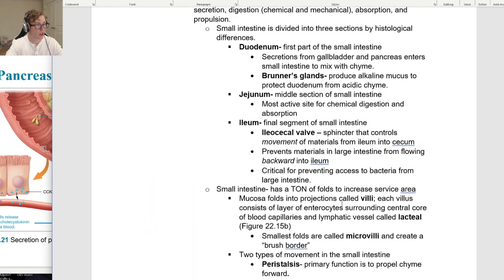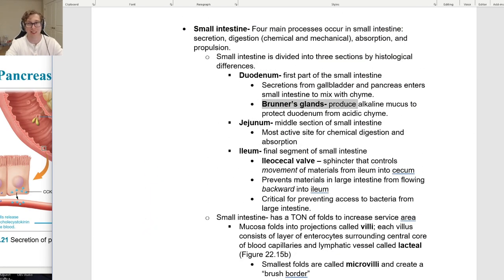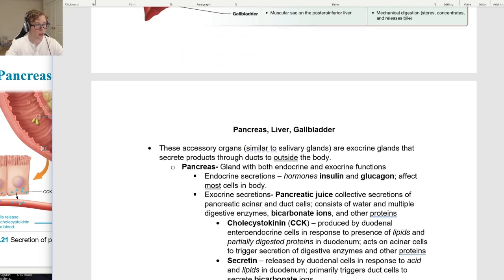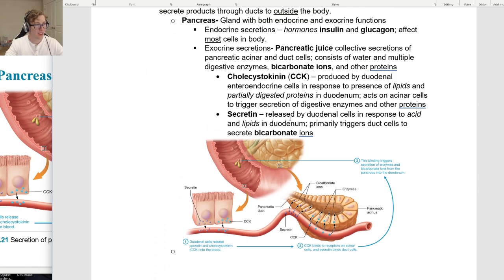Now, earlier we talked about how there are Brunner's glands. That is not enough to bring the pH from a 2 to a 7. You need the bicarbonate ions from the pancreas to assist in it. Now, that's in response to the presence of lipids and partially digested proteins. Remember, partially digested proteins. Why are they partially digested? Because of the pepsin found in the stomach that already started to break apart some of those protein bonds.